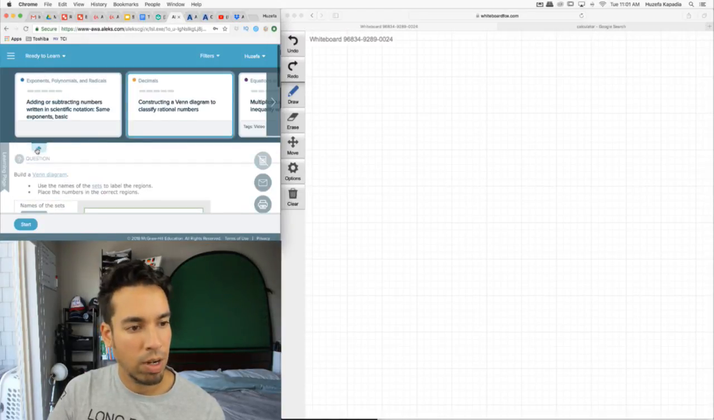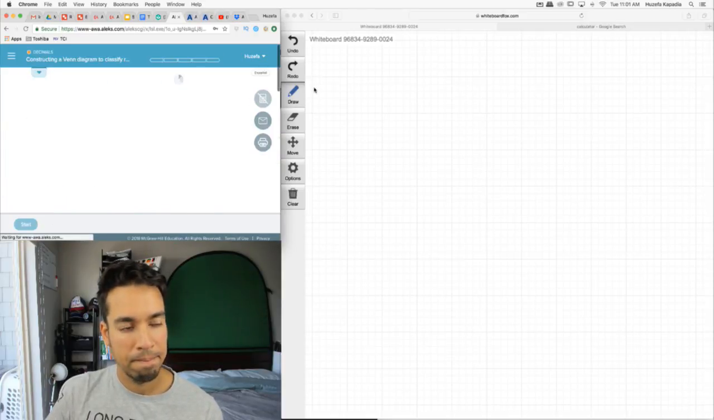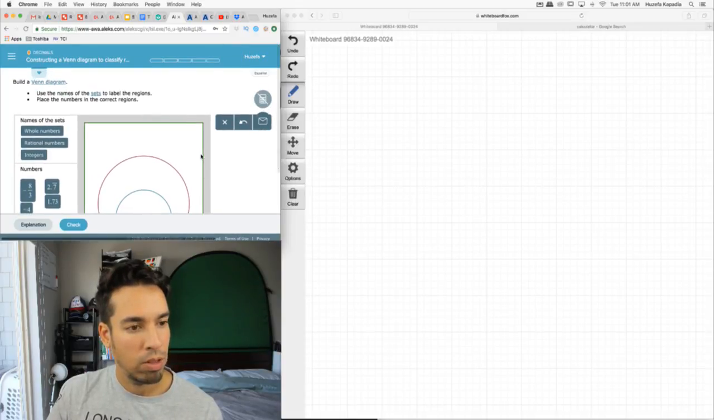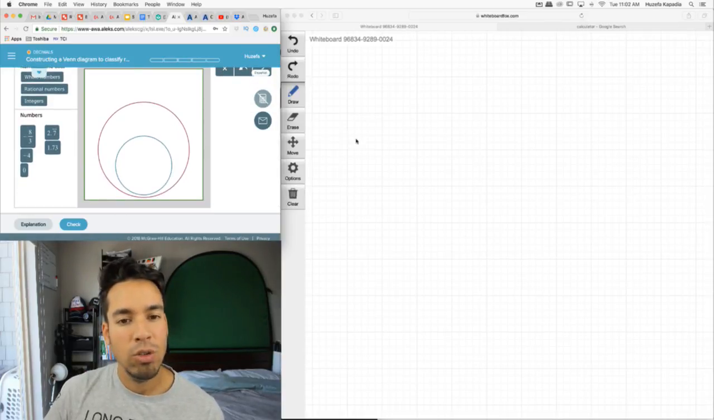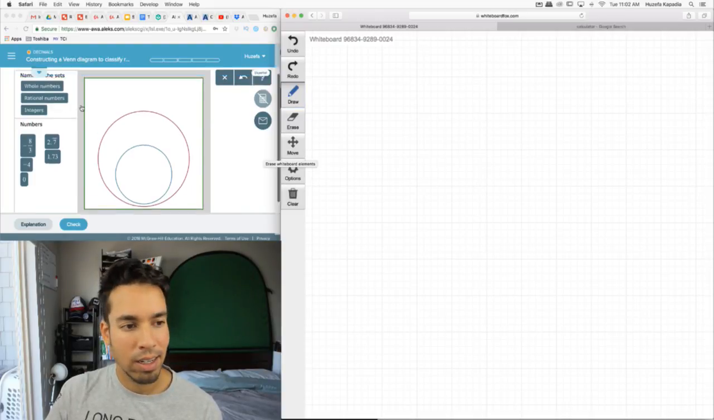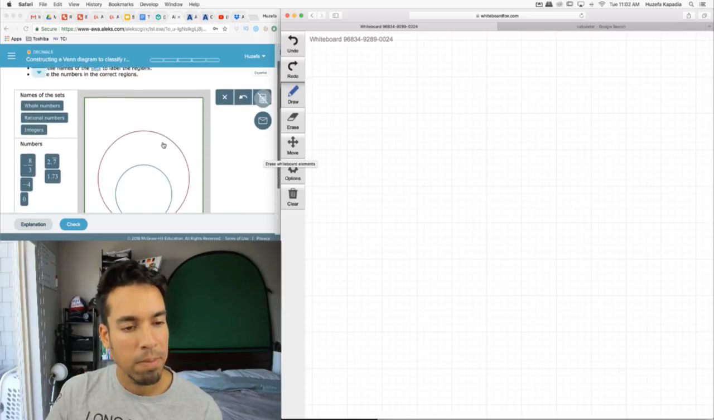Constructing a Venn diagram to classify rational numbers. All right, build a Venn diagram. So what is a Venn diagram? A Venn diagram kind of shows different universes, okay? I'm going to explain more as I create this.